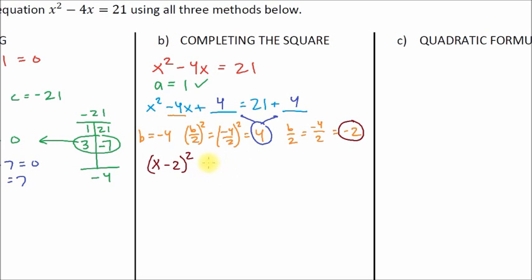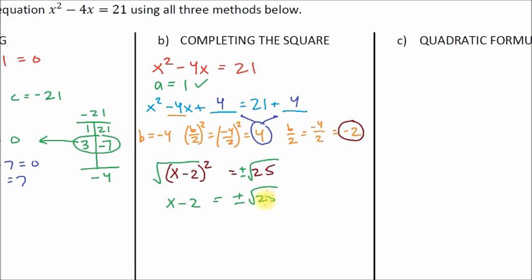All right, and then we've got 21 plus 4 is 25. Let's move this back a little bit over here. Now you've got this in vertex form, pretty much. So now we're going to go ahead and square root both sides, because square root will cancel the square, and we end up with x minus 2 is equal to plus or minus the square root of 25.